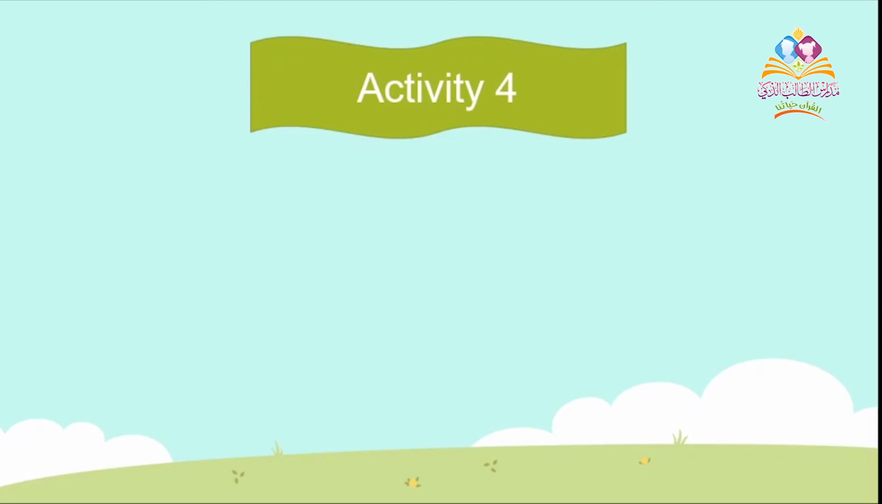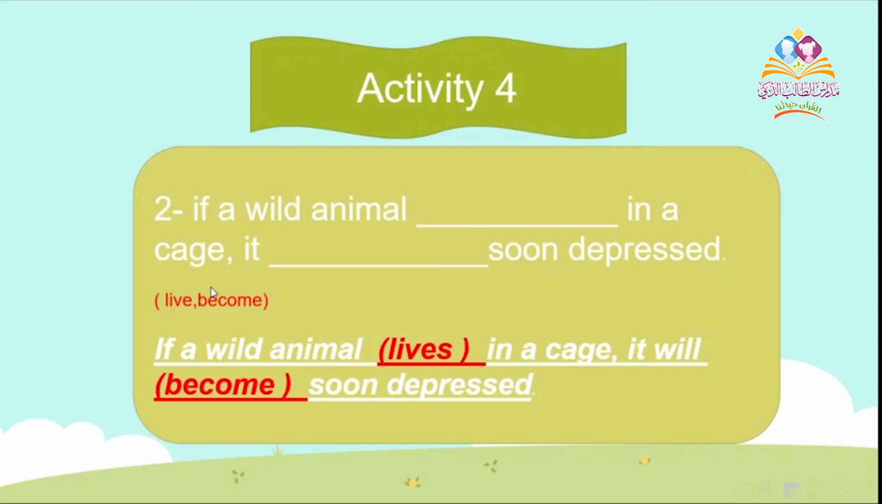Activity 4. We're still in the student book. And we have here two verbs that should be in the correct form in these gaps. If a wild animal lives in a cage, it will soon become depressed. I want to put live in the right form and also become. Here I have if, and we have agreed before that after if, what tense should we have? Yes, that's right. You are a clever student. Present simple. A wild animal, is it plural or singular? Yes, you are also a smart student. It's singular, so it should be with s. Live will be lives. Here in the gap, we should write lives.